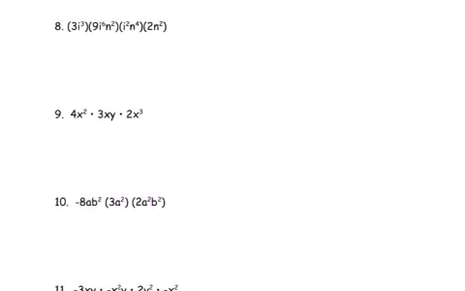Number 8. Once again, multiply your coefficients. 3 times 9 times 2 would give you 54. I have i as a base, so it's 3 plus 6 plus 2 gives you 11. Then my other base would be n, and for n I have 2 plus 4 plus 2, which gives me 8.